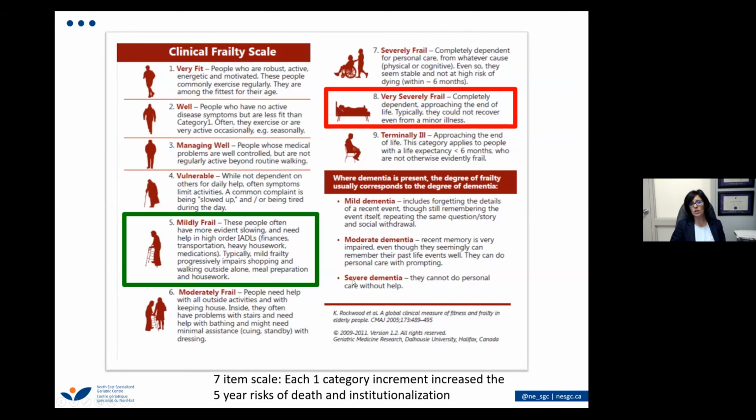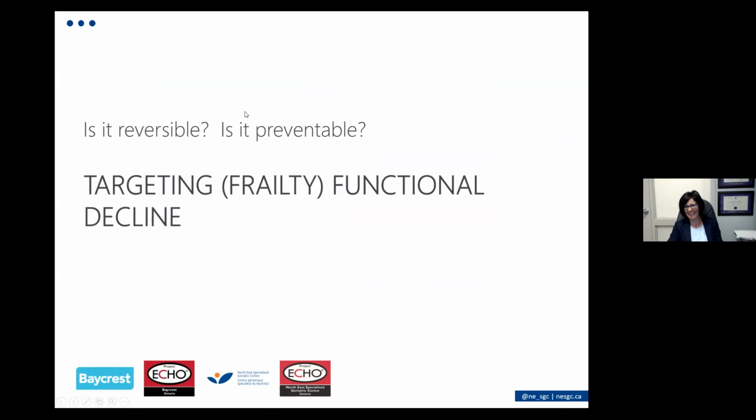So this was shown very early on that each 1 category increment increased your 5-year risk of death and institutionalization. So even this fairly, I would say, much less specific way of measuring or assessing frailty seems still to correlate very well with the outcomes that we were just discussing. Some days I'm a 4 or 5. So kind of depends on where I'm at. Some days I'm a 2. I also transition between states of lesser and greater frailty.